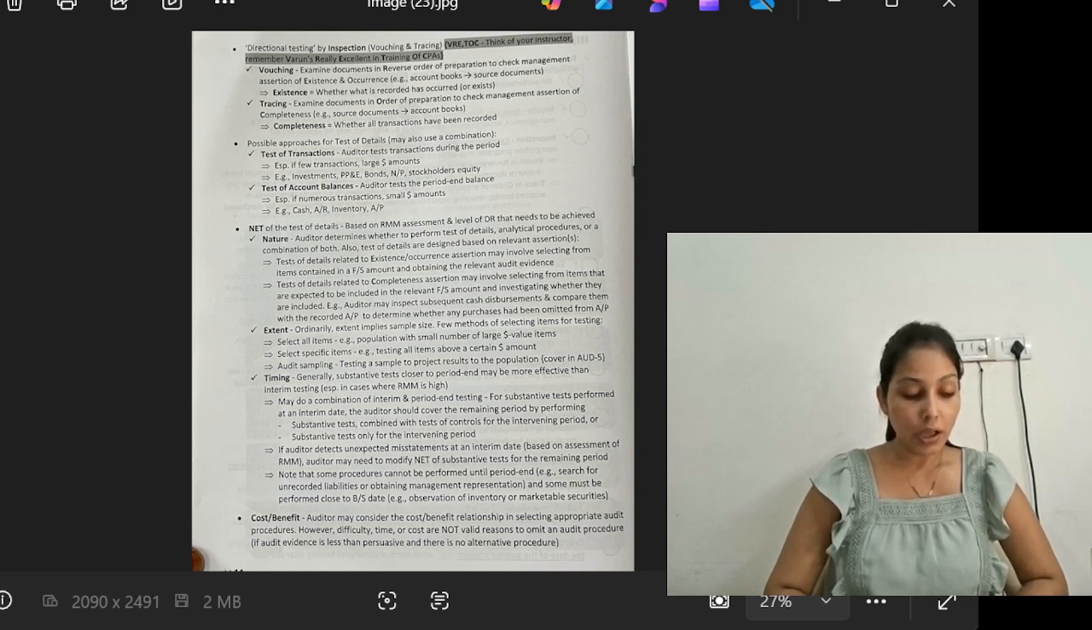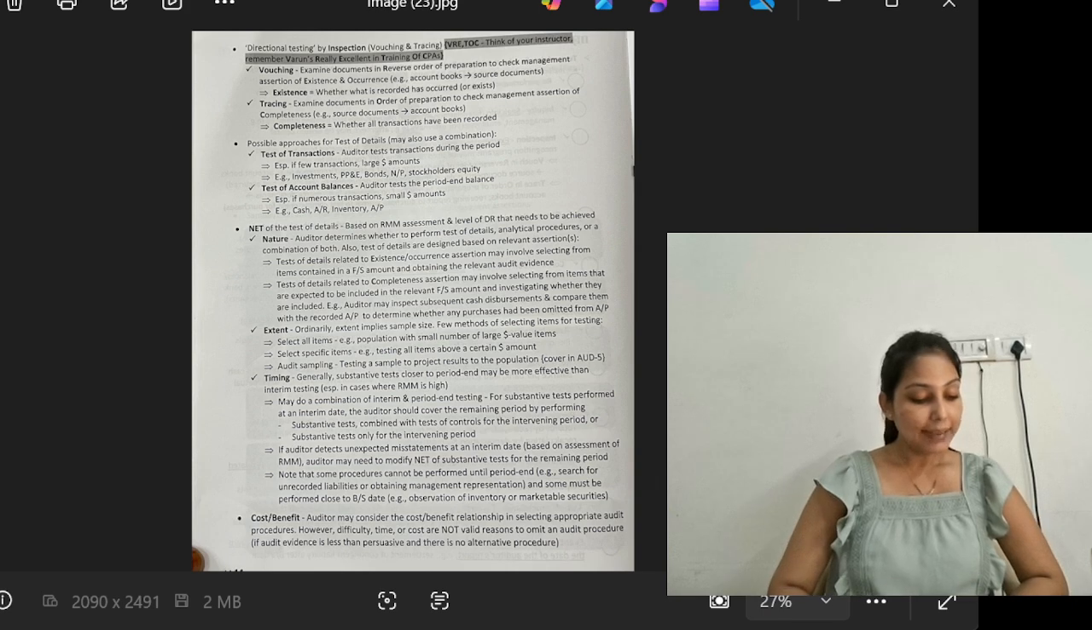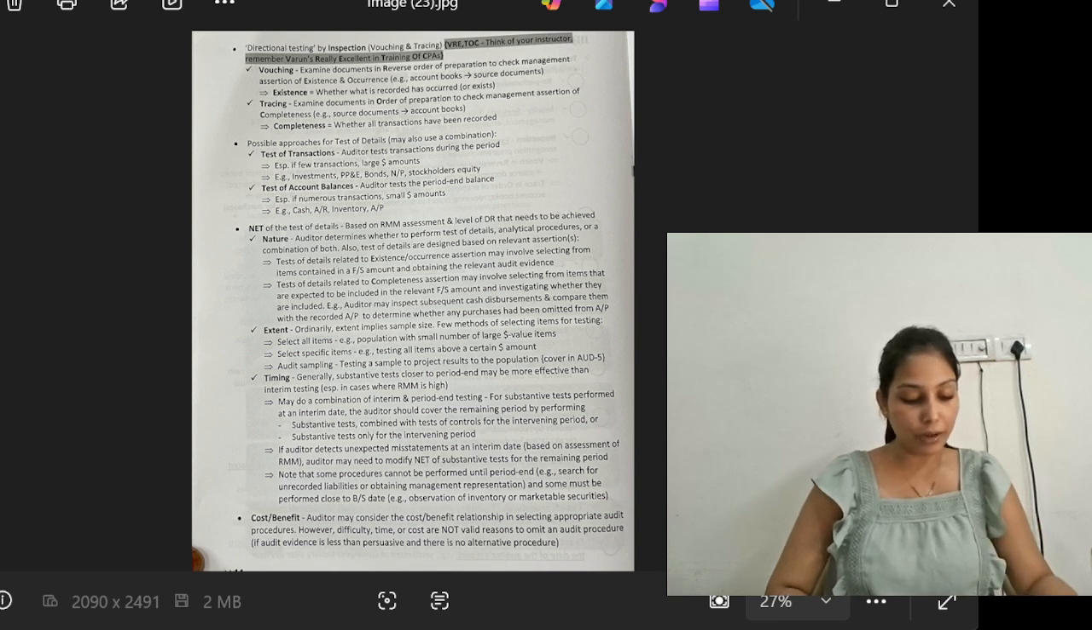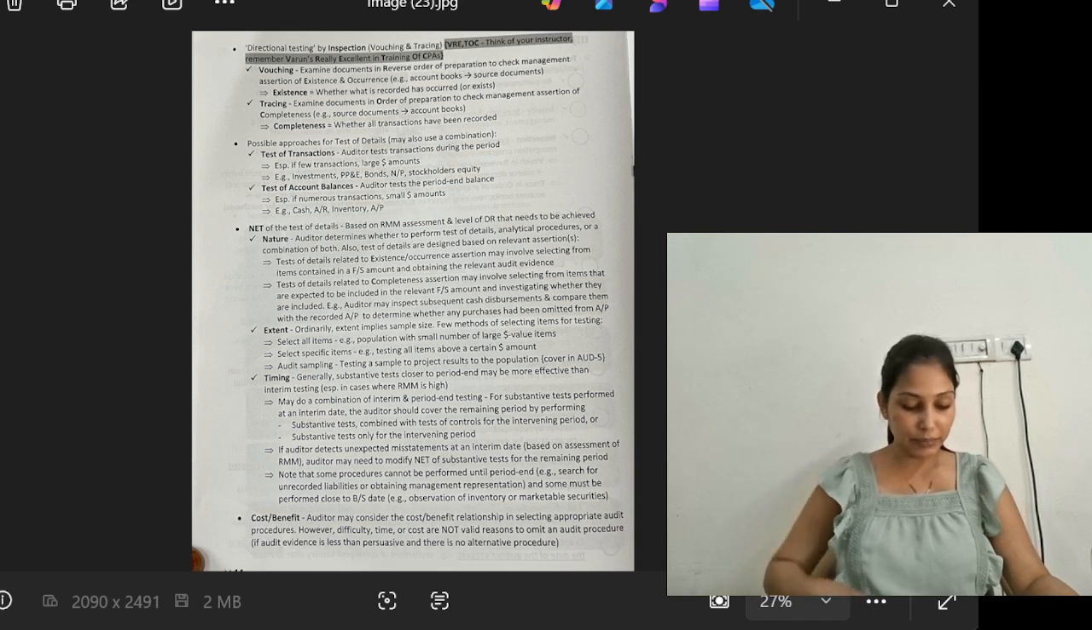Talking about the extent, ordinarily extent implies the sample size. A few methods of selecting items for testing are to select all the items or specific items, or use audit sampling based on the category and the risk involved in that category. On timing, a substantive test closer to the period end may be more effective than interim testing, especially when RMM is high. It may be a combination of interim and period-end testing, or used if the auditor detects an unexpected misstatement at the interim date.